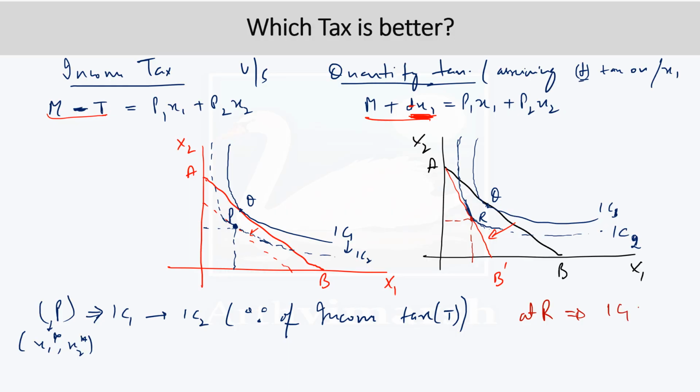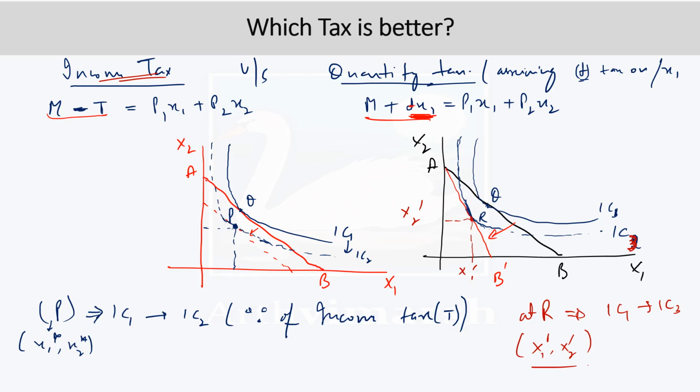We moved from IC1 to IC3, because IC2 is already mentioned in the first figure when we were talking about the income tax. So again you shifted to this budget line. When the indifference curve is tangent to the new budget line, which has rotated because of the quantity tax, there you will have an optimum as a consumer. So this is the new optimum. Say for example this is the new x1 prime, x2 prime combination. So this is x1 prime, x2 prime.